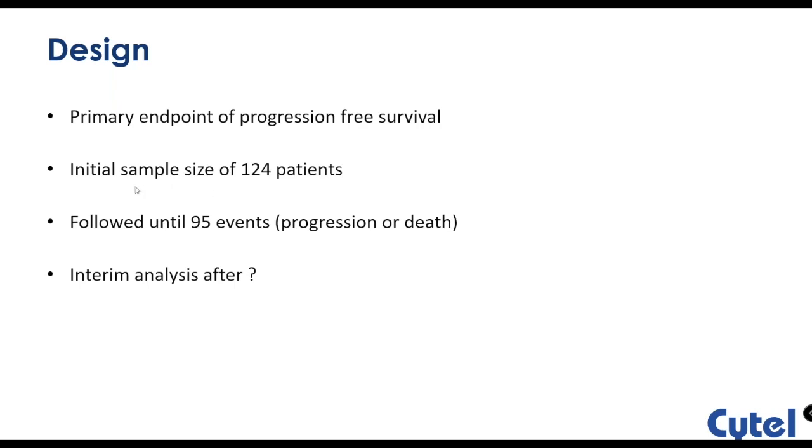The initial sample size was 124 patients to be followed until there were 95 events of progression or death. I must apologise because I've not put the figure in here, but I'm sure we'll talk about it later on when you see this example being constructed in East. The interim analysis was obviously part way through this trial, and I'll make sure that this number is updated when the slides are circulated.